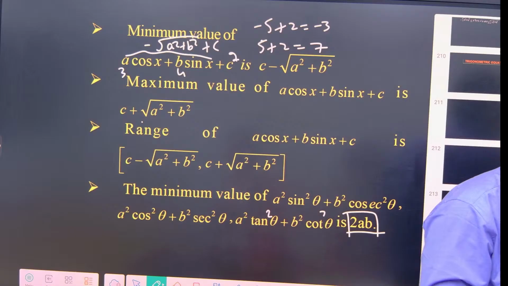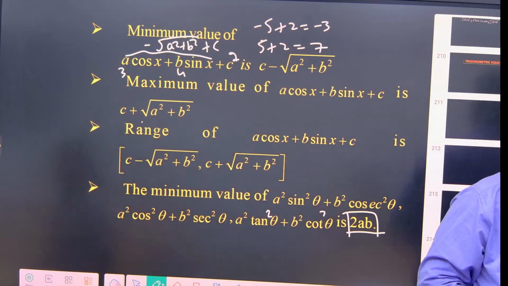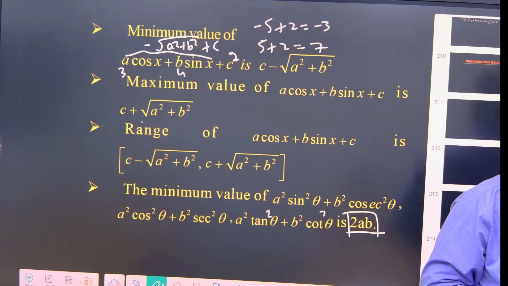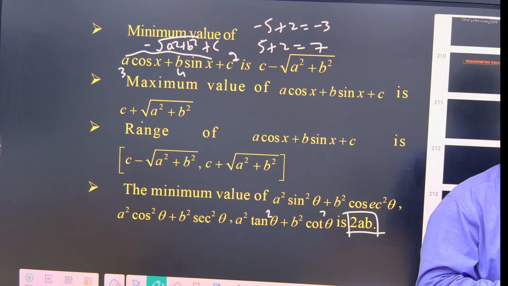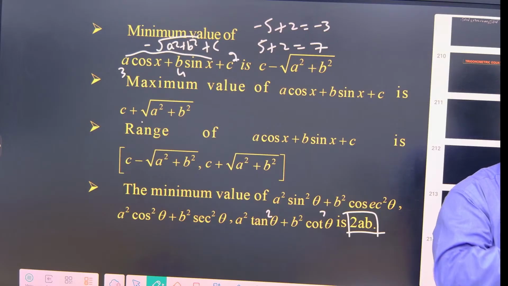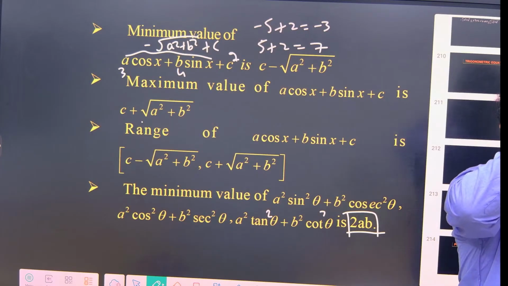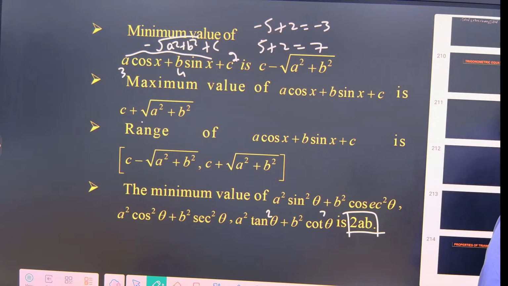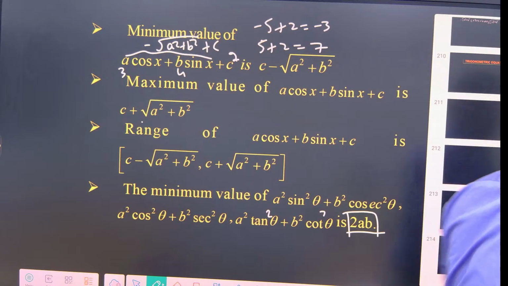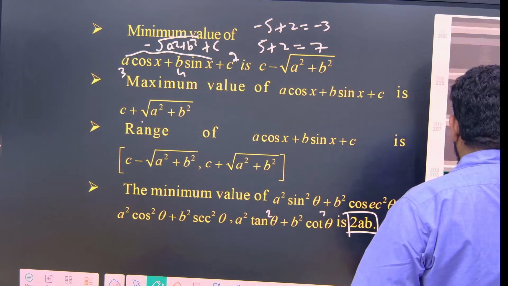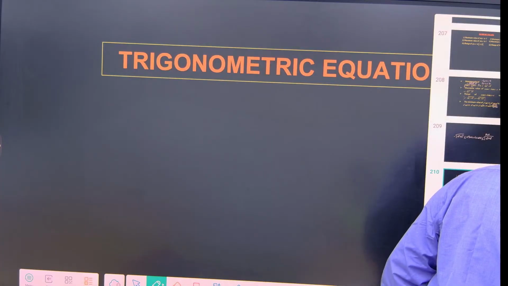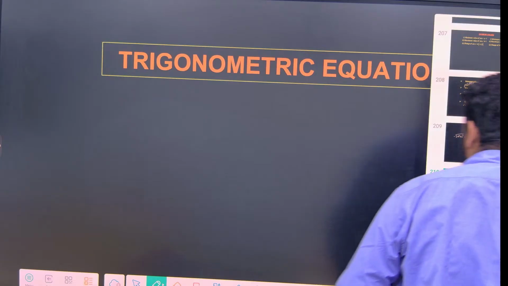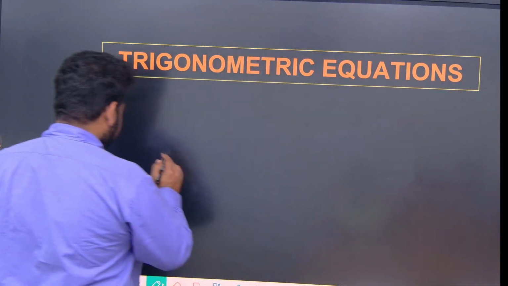I will talk about one trigonometric equations. I will just tell the basics and we will stop. Now here these things you have to remember.